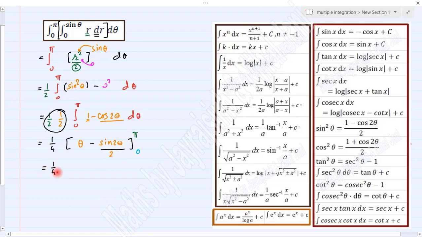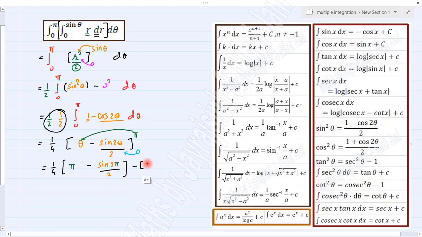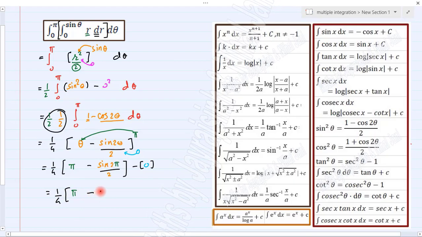Now let's substitute the limits. From the upper limit, you will get pi minus sine 2 pi by 2, and from the lower limit, you will get 0. So we have 1 by 4 pi, and sine 2 pi is simply 0. So your final answer is pi by 4.